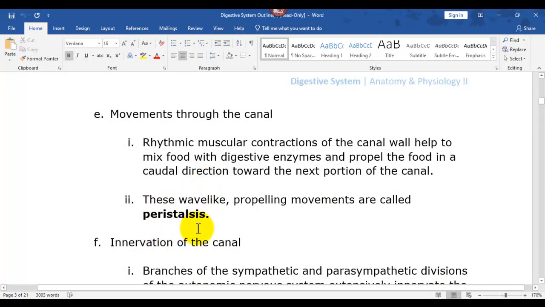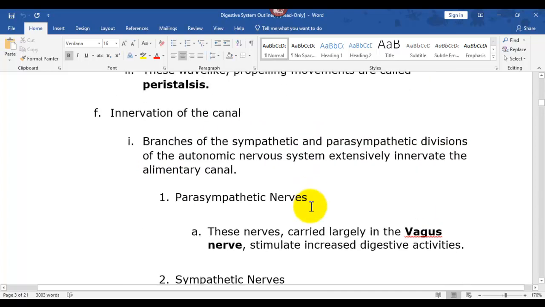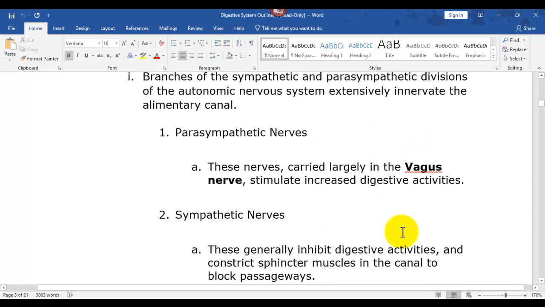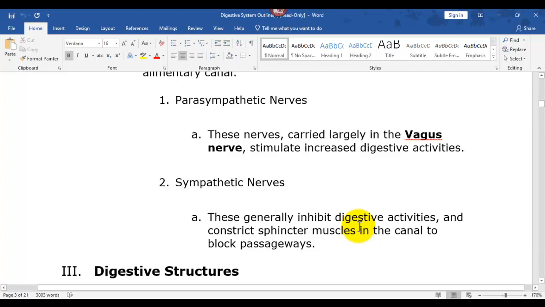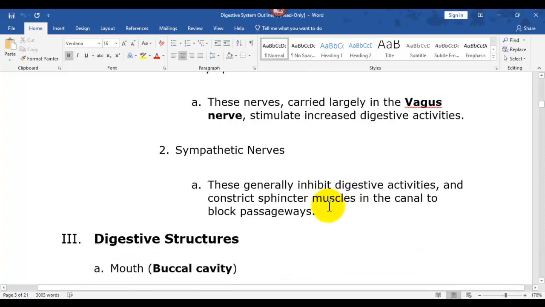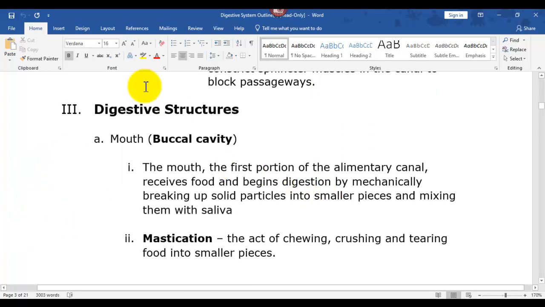Movements through the canal, the peristalsis I was telling you about, are wave-like muscle contractions. And the last part of this, the innervation of the canal: digestion is all parasympathetic. It increases digestive activities, and it involves the vagus nerve. But the sympathetic nerves, the fight or flight system, will slow down digestion when it's active and divert a lot of blood that would go to the stomach for digestion to muscles, lungs, brain, heart, all the things a person needs to get out of danger. Okay, I'm going to start there next.